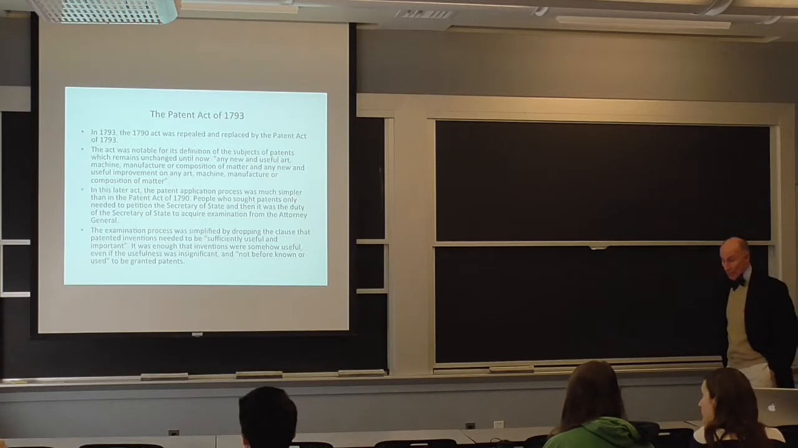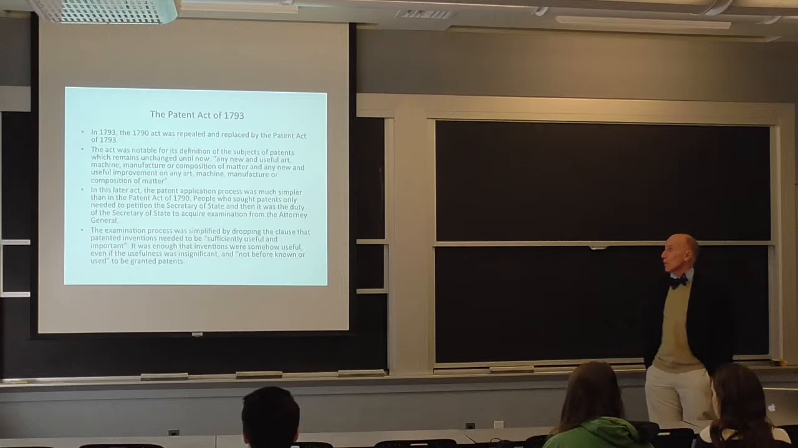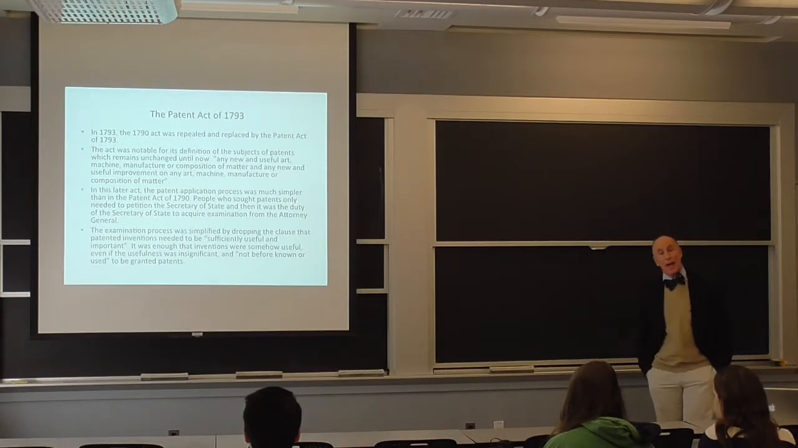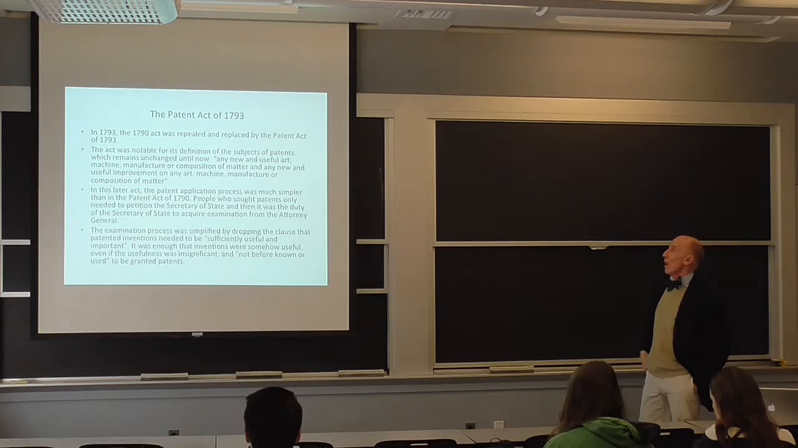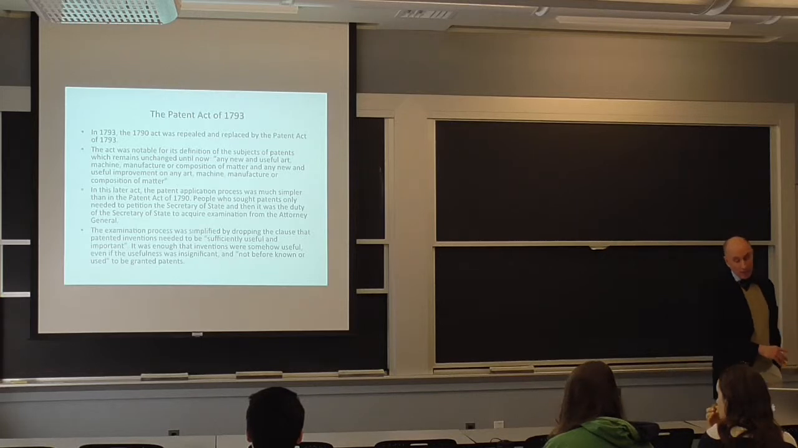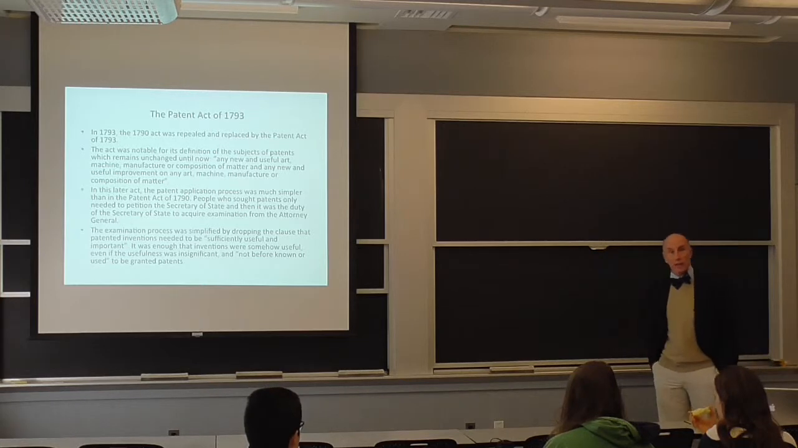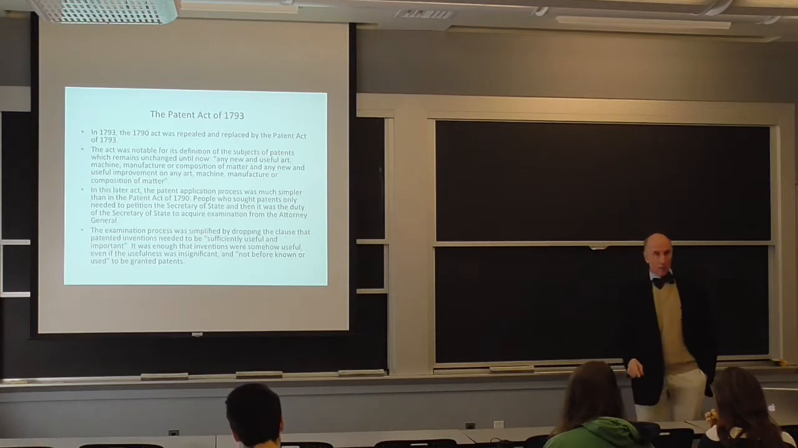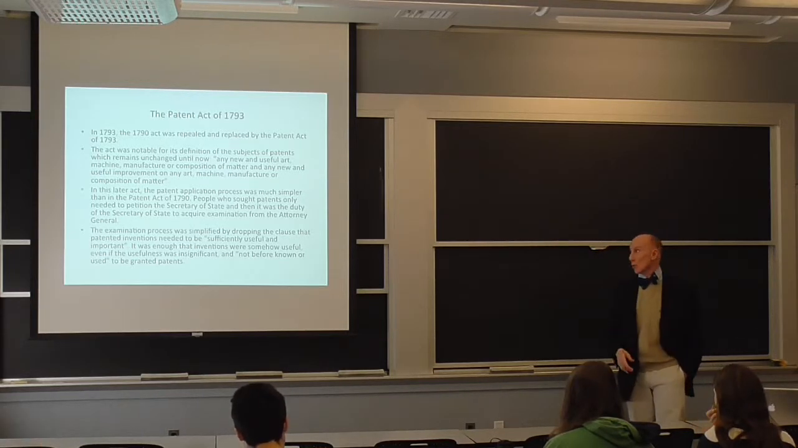The Patent Act of 1793 had several important changes over the 1790 Act. It was notable for its definition of the subjects of patents, which remains unchanged, even in the AIA. That is, any new and useful art, machine, manufacture, or composition of matter, and any new and useful improvement on any art, machine, manufacture, or composition of matter. That's the definition you start with today when you file a patent application. And when that patent examiner looks at your application, they're going to that definition to decide whether or not your patent is going to be approved.